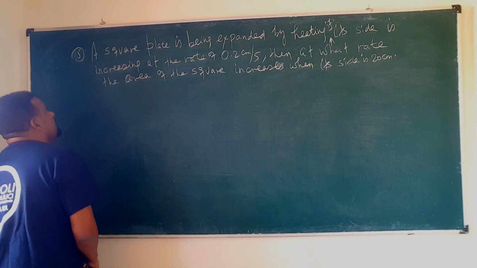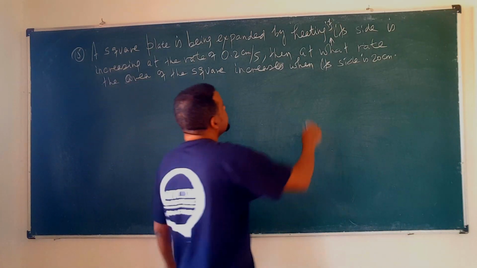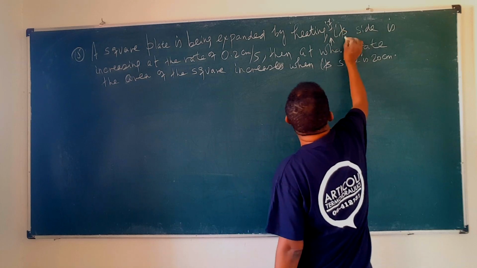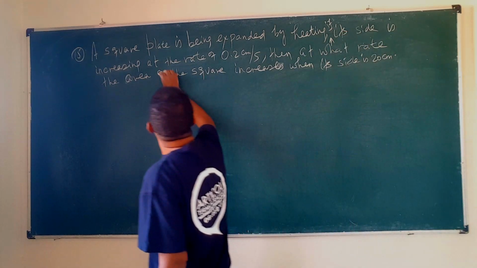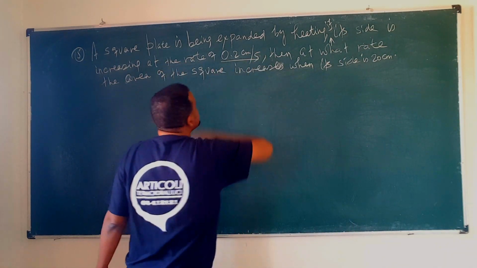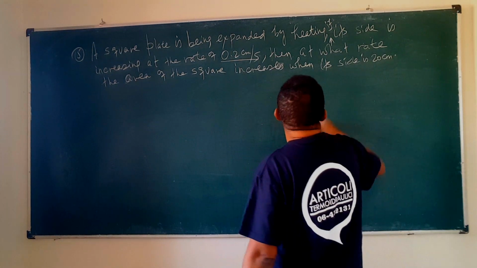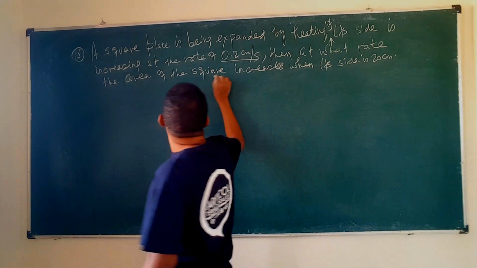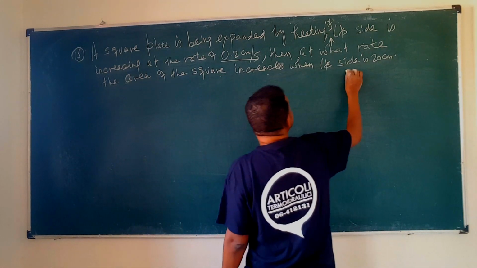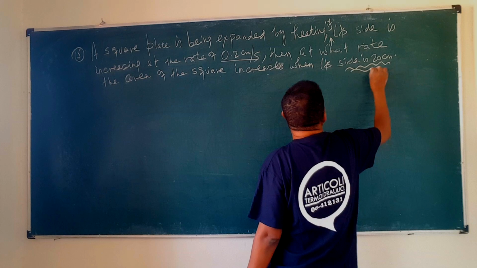Well, the next problem, a square plate is being expanded by heating. If its side is increasing at the rate of 0.2 centimeter per second, okay, then at what rate the area of the square increases when its side is 20 centimeter?